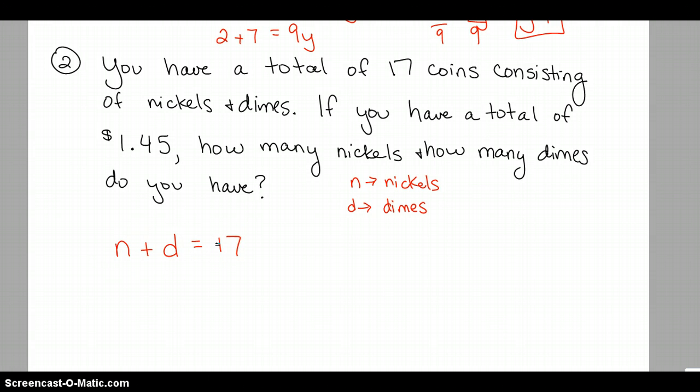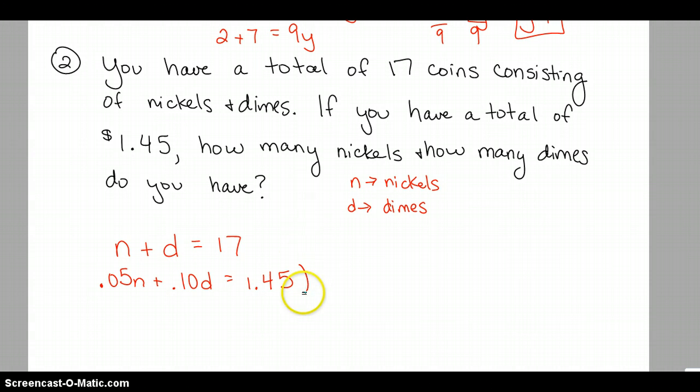I also know that if I add up all my nickels and all my dimes, I get $1.45. Nickels are worth 5 cents, which is 0.05. Dimes are worth 10 cents, which is 0.10. And if I add up all my nickels and all my dimes, I get $1.45. Now you could leave it like this and then start your elimination process, although I don't really care for decimals.